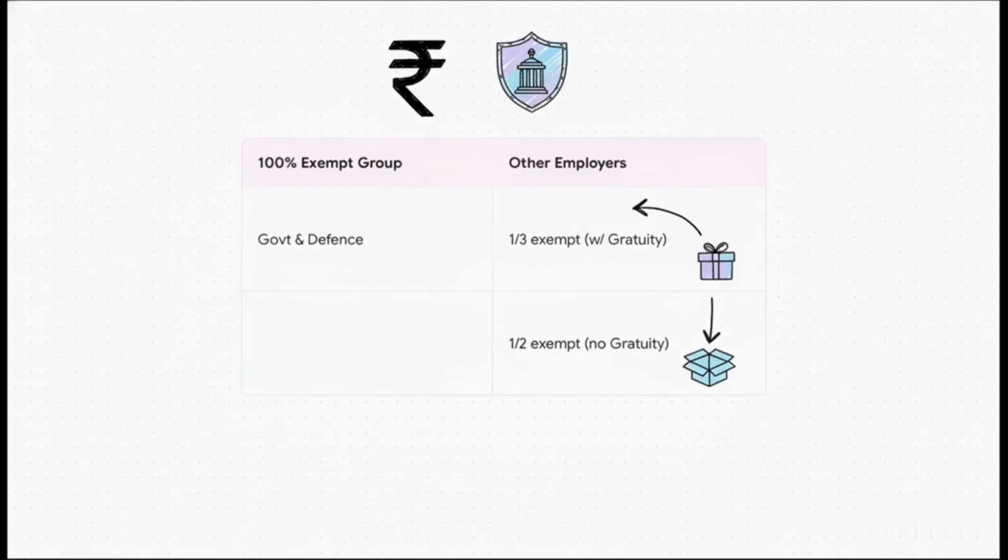Next up on the matrix is pension commutation. Once again, central and state government employees, defense personnel, and a few others fall into the 100% exempt group. For non-government employees, though, you face another split path based on one very simple question. Did you also receive gratuity? If the answer is yes, only 1/3 of the normal commuted pension is exempt. But if you didn't receive gratuity, you get a much more generous 1/2 exemption.